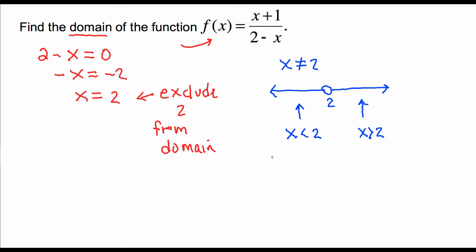So written in interval notation, we have negative infinity to 2, all open parentheses, union, 2 to infinity. Here is our domain of our function.